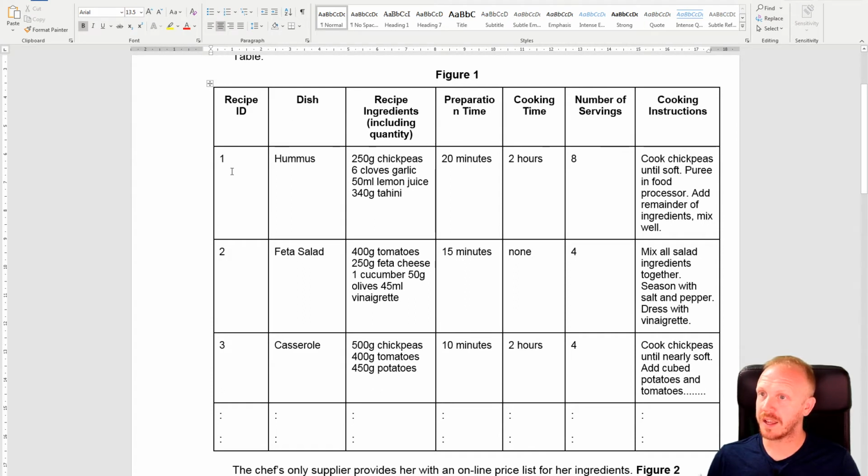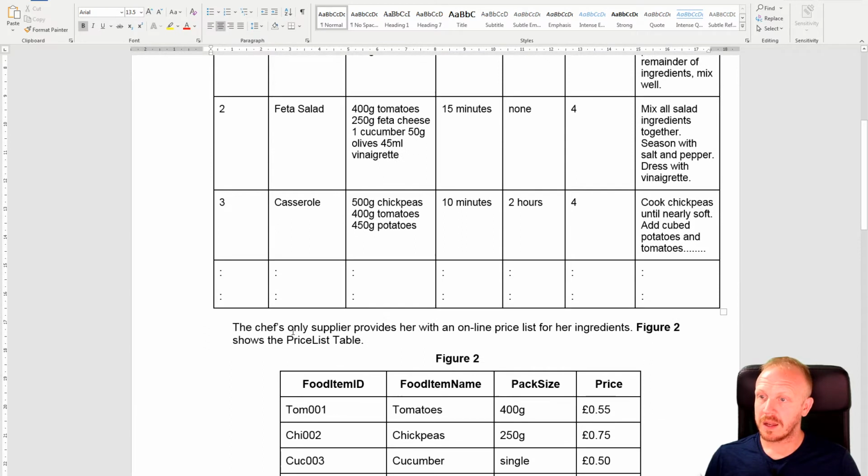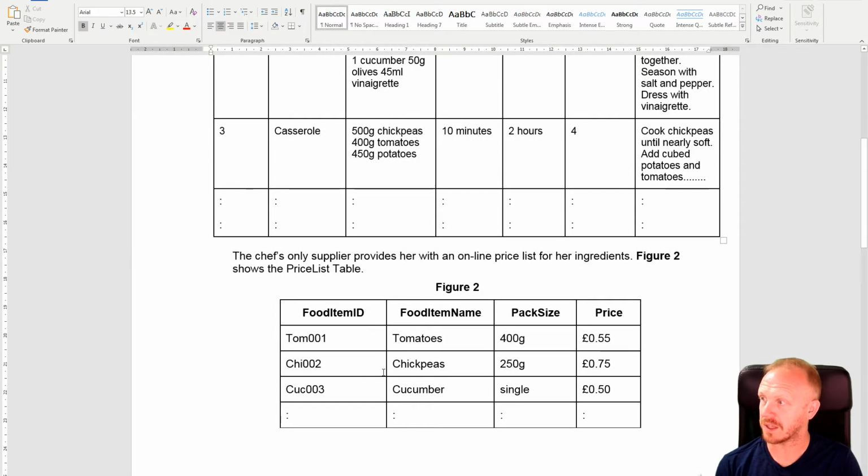She stores the ID, the dish that she's making, so this is hummus, the recipe ingredients, including quantity, and this is where we have a bit of an issue. The preparation time, the cooking time, number of servings, and the cooking instructions. They're all fine. Now it turns out this chef has a supplier that she uses, and it has an online price list for ingredients, and that's what's given there. That's the food item ID, food item name, pack size, and price. And that's where she gets her stuff from.